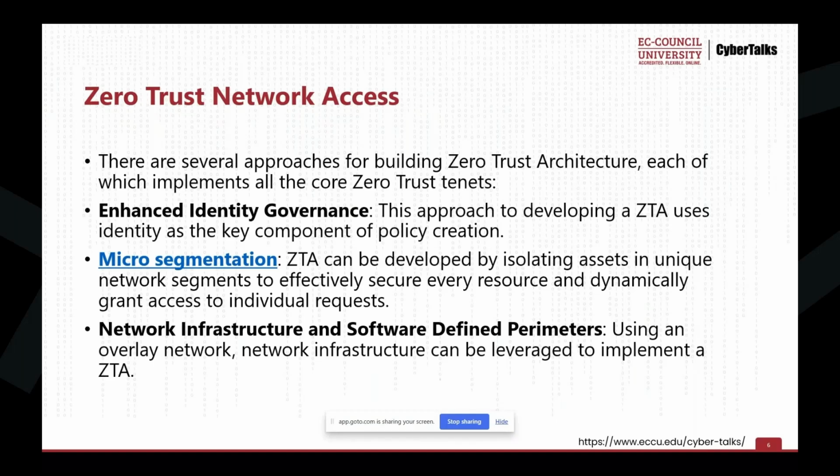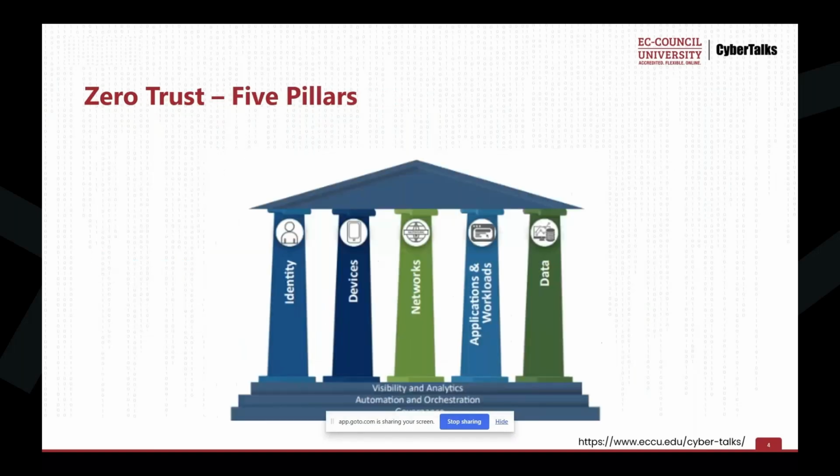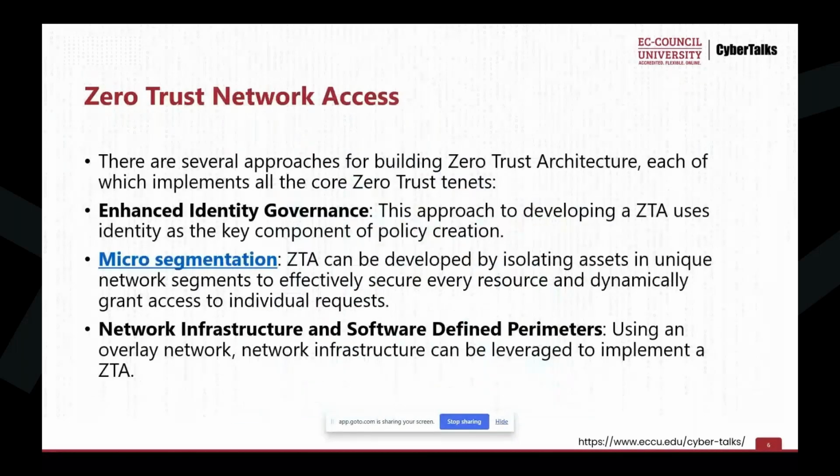So ZTA stands for Zero Trust Architecture, that uses identity as the key component. So if you looked at the slide here, we talked about identity as a key pillar in your zero trust framework. Microsegmentation, which is where we are going to spend more time focusing on. So ZTA can be developed by isolating assets in unique network segments so that you can effectively secure every resource and thus dynamically grant access to the individual requests.